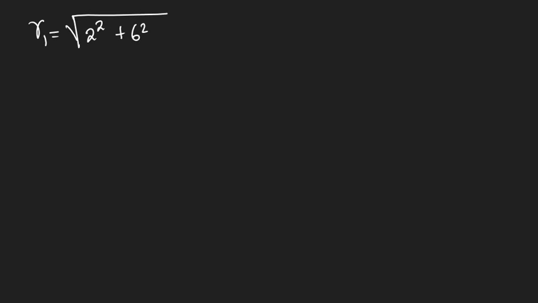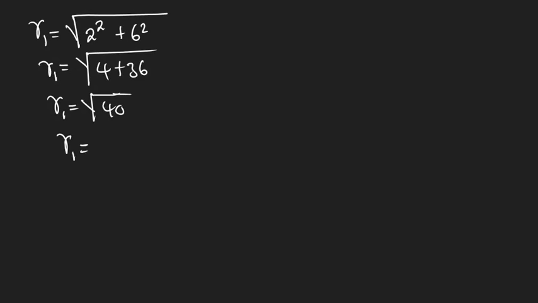So R1 is equal to the root of 4 plus 36. So we're going to have the square root of 40. Square root of 40 is actually 6.3, so this is like 6.32 meters.